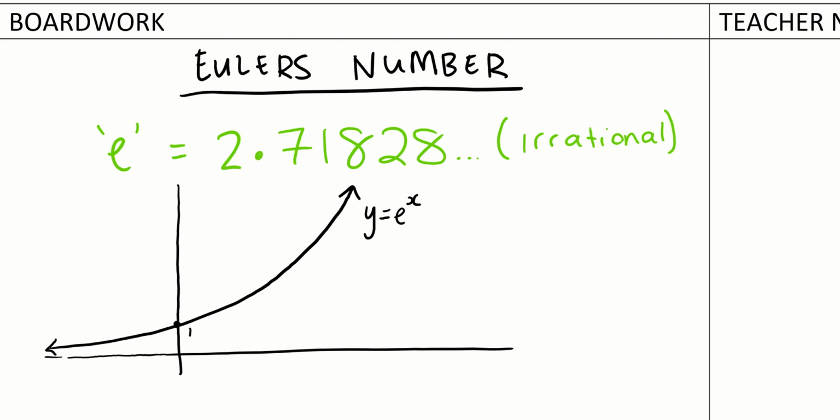Here's the graph for it. Now notice that it's very close to the number 2. So we could assume that the graph is very similar to graphs we looked at last lesson, like y equals 2 to the x. It's just a decimal this time. But there is something special about it.